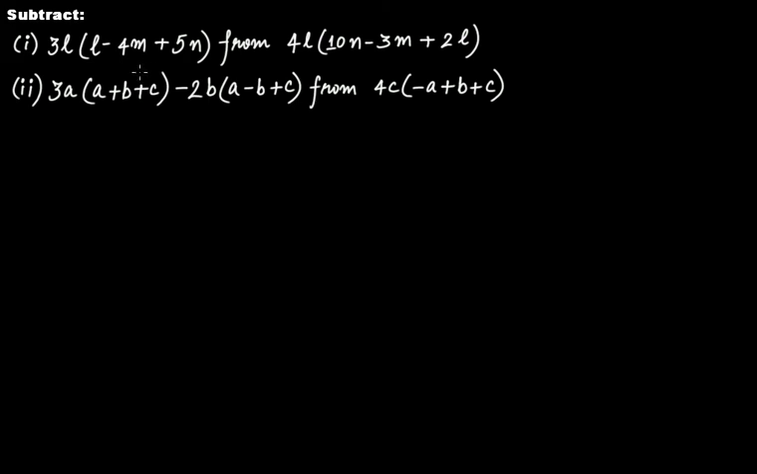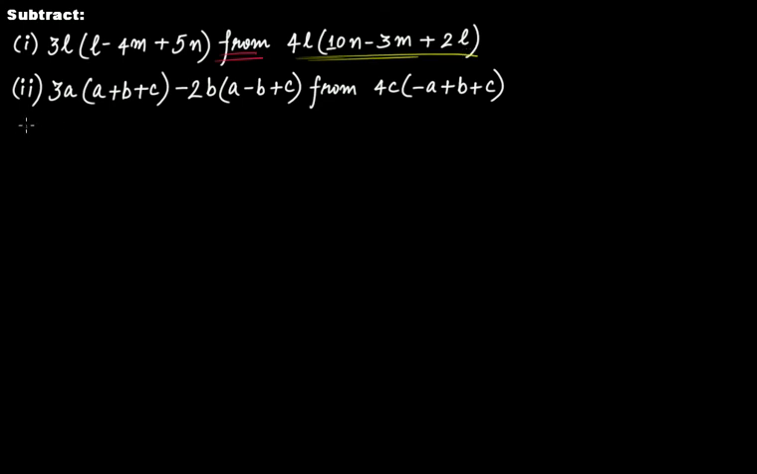Now you have to subtract actually. 3l multiplied by l minus 4m plus 5n from 4l multiplied by 10n minus 3m plus 2l. So you have to pay attention to "from". Subtract this from this. So this is the first algebraic expression. Let's deal with this one.